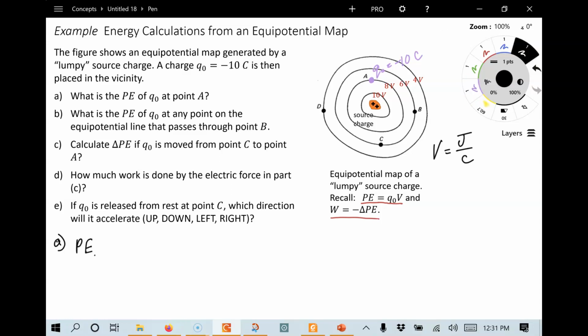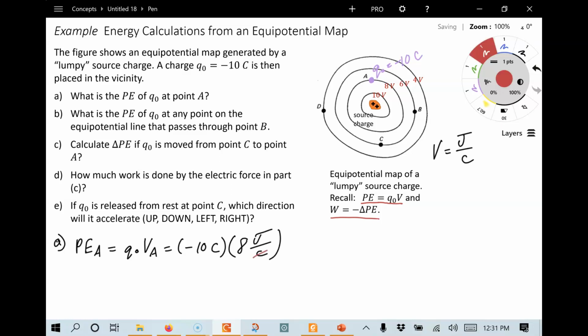Potential energy of the charge Q0 at point A is going to be equal to the charge value Q0 multiplied by the electric potential at point A. So we're going to have minus 10 coulombs, and the electric potential at point A is equal to 8 volts or 8 joules per coulomb. The electric potential creates an electric potential energy for that charge Q0. It's going to be equal to minus 80 joules. So 8 joules for each coulomb. We put minus 10 there. We get minus 80 joules potential energy.